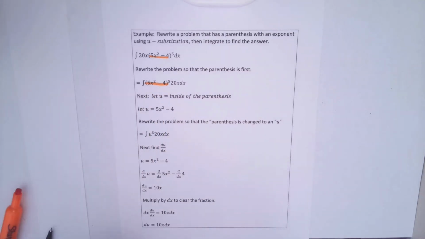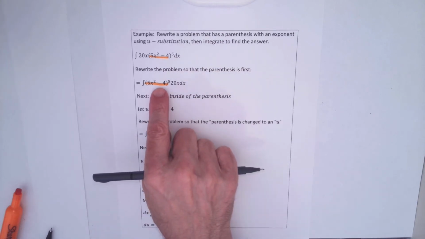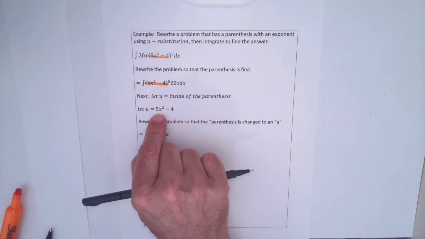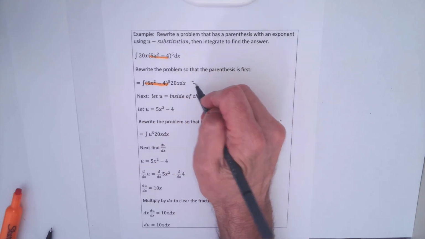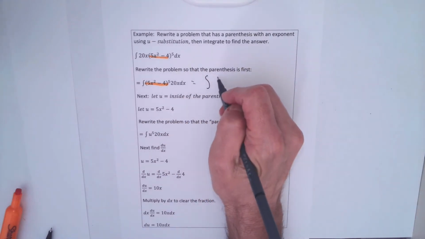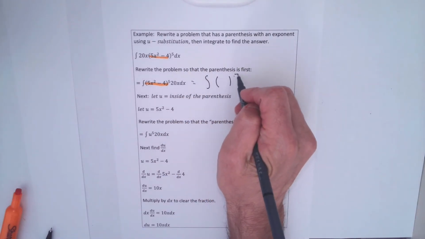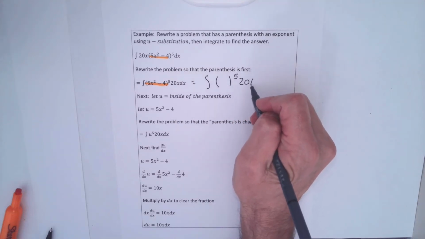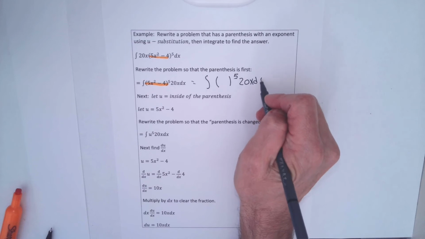Second step, same second step. Anytime I have a parentheses with an exponent that I don't want to clear by multiplication, I always let u be the inside of that parentheses 100% of the time. That allows me to rewrite the problem. How do I rewrite the problem? I take the rest of the junk, the exponent of 5 and the 20x dx, I leave them alone.